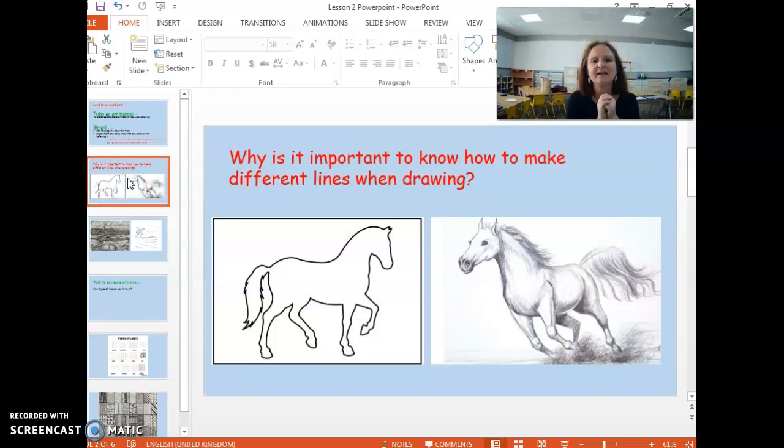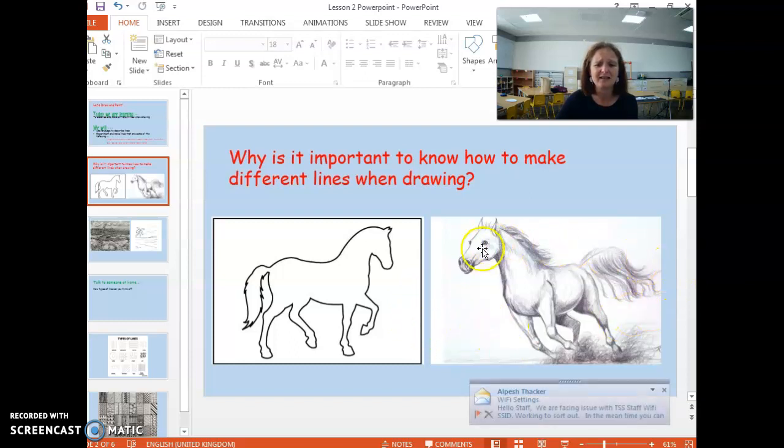Why is line important? Now, I know we talked about this at the end of year 1 as well, but let's see if you can remember. If you look at these two pictures, tell someone at home, which is the better picture and why? I think you will all agree that this is the better picture.